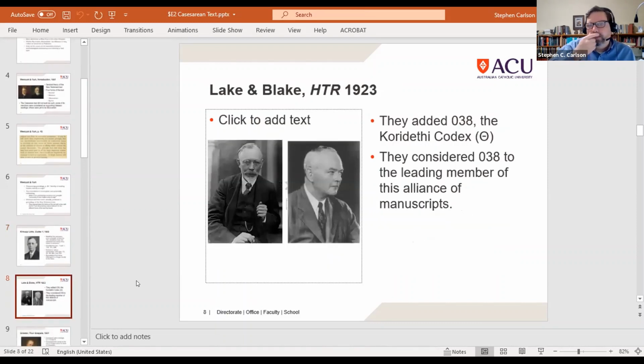Now we go to Lake and Blake, Harvard Theological Review, 1923. I chose an older picture of Kirsopp Lake here. And they added 038, the Koridethi Codex Theta, to this alliance of manuscripts, and they considered it the leading member of this alliance.